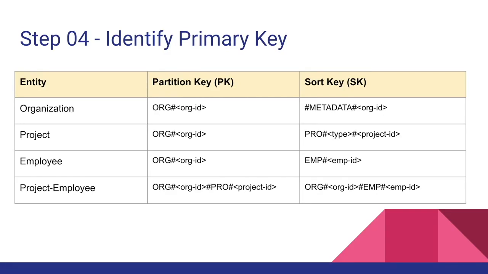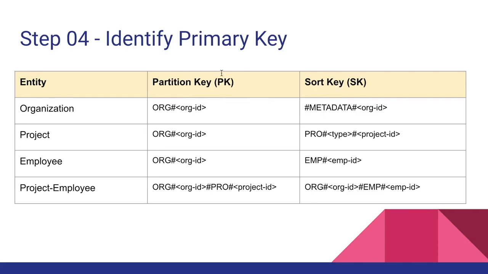So step number 4 is about identifying the primary key for our table. Now that we have a good understanding of the main access patterns, let's decide on what primary keys we should use for identifying these entities. So we are going to have a single table for our application, and the primary key for that table is a composite of the partition key and the sort key. The partition key is also known as the hash key, and the sort key is also known as the range key.